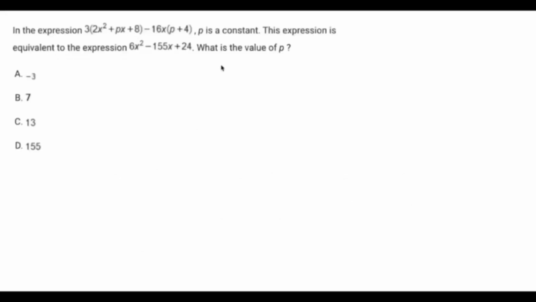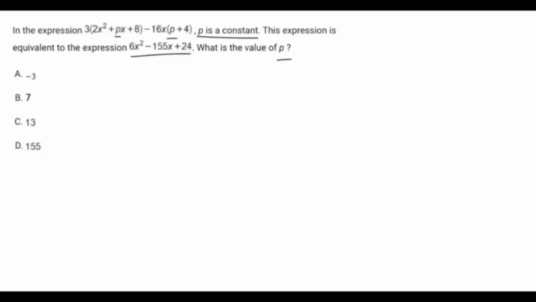The expression 3 times 2x squared plus px plus 8, minus 16x times p plus 4. P is a constant. This expression is equivalent to the expression 6x squared minus 155x plus 24. What is the value of p? So here we have two missing variables in this one equation, so that is going to make it a little bit tricky to solve.